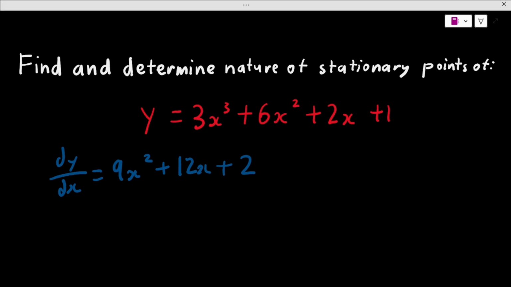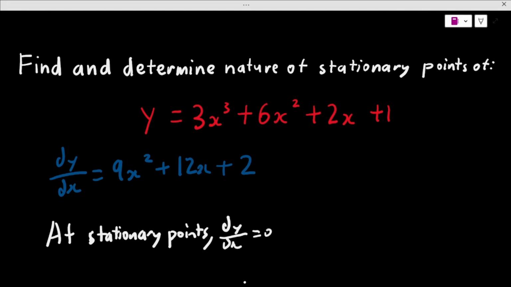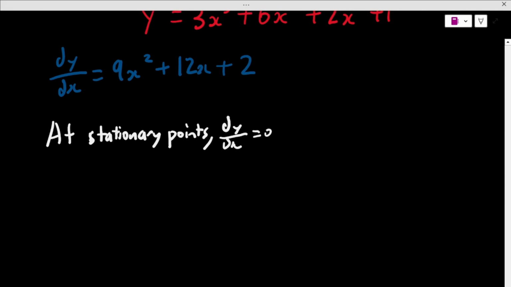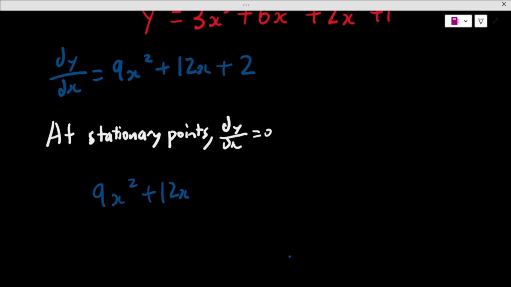Now, this next step right here is super important. Write this: at stationary points, dy/dx is equal to 0. This shows that you have an understanding of how stationary points even come about in the first place. So, once we have this, we are going to be writing 9x squared plus 12x plus 2 equals 0.